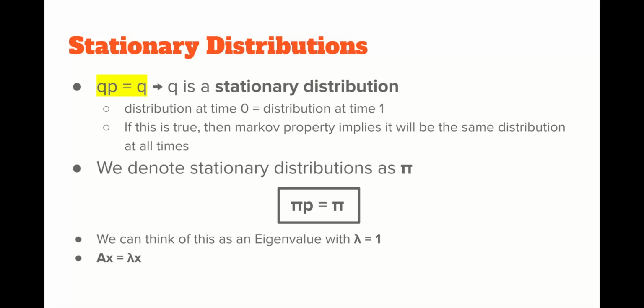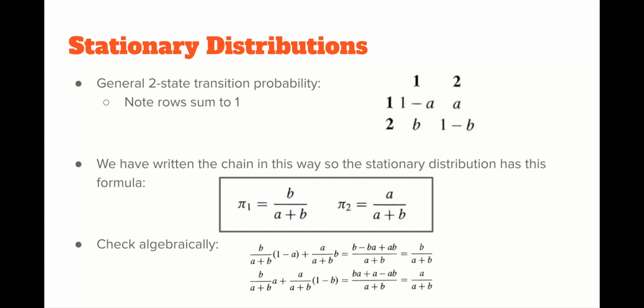So we denote stationary distributions as pi. We say that pi times P is equal to pi. And we can think of this as an eigenvalue problem with lambda equal to 1. If we recall from linear transformations, especially in matrix representation, T(x) is equal to A x is equal to lambda x. So here, pi times P is equal to lambda times pi, but lambda is just 1. And it turns out that 1 is an eigenvalue of all transition matrices, which is a cool property.